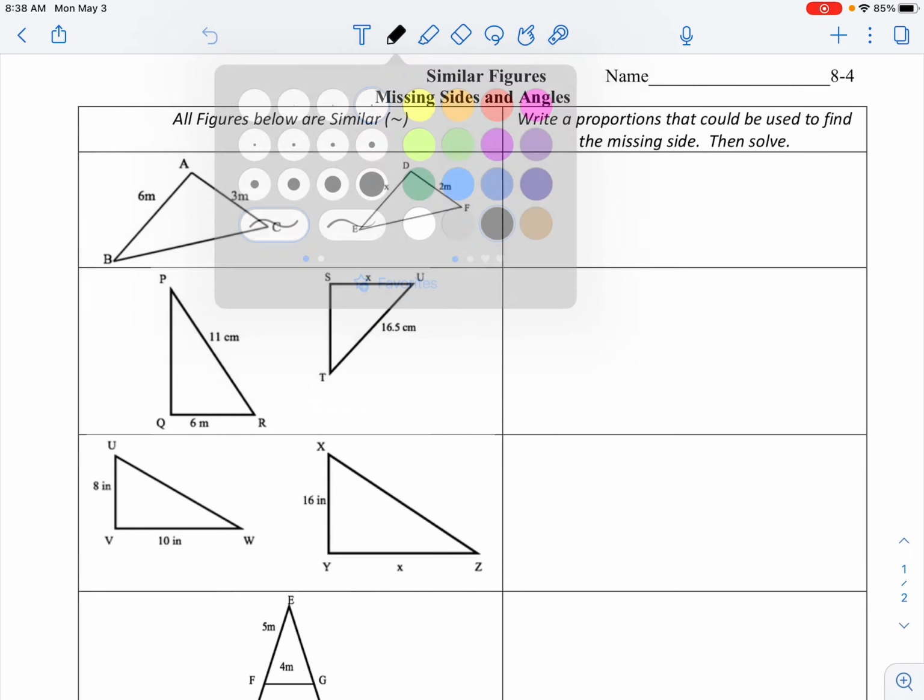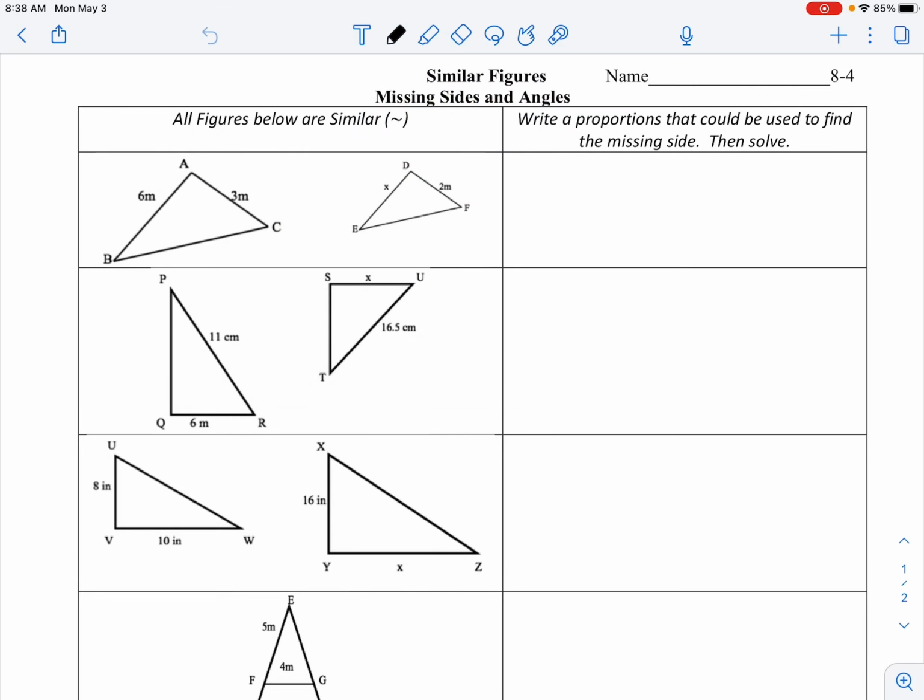We are very quickly today going to talk more about finding missing sides and angles from similar figures. So this is all about our proportions for missing sides here. Remember that corresponding angles are all going to be the same since they are similar, but since they are similar, they are not the same size as the shapes before them. So we've got to use our proportions in order to figure out what that missing side will be.